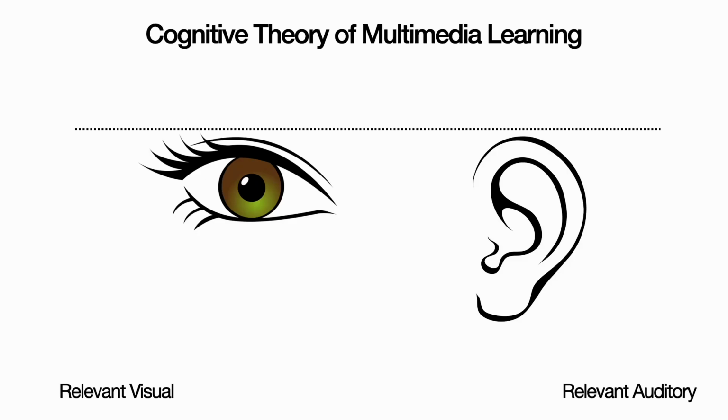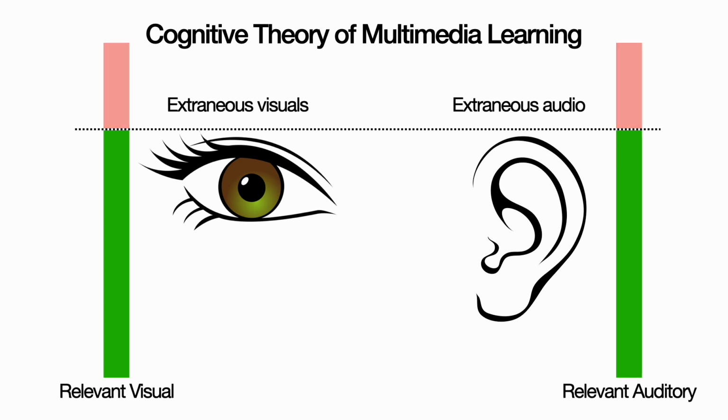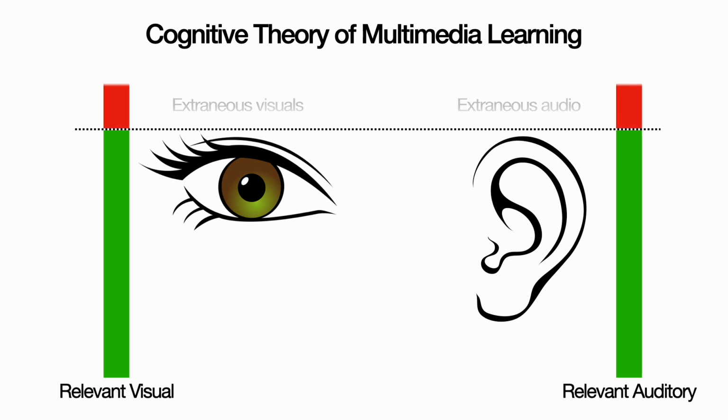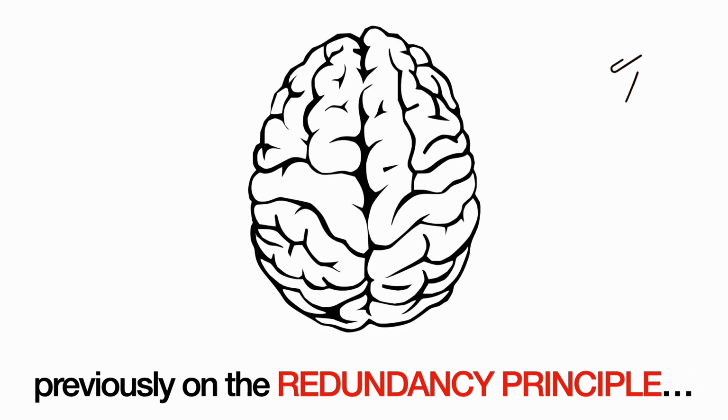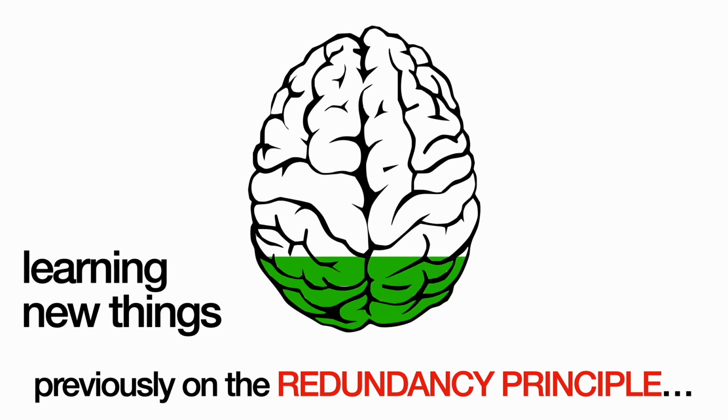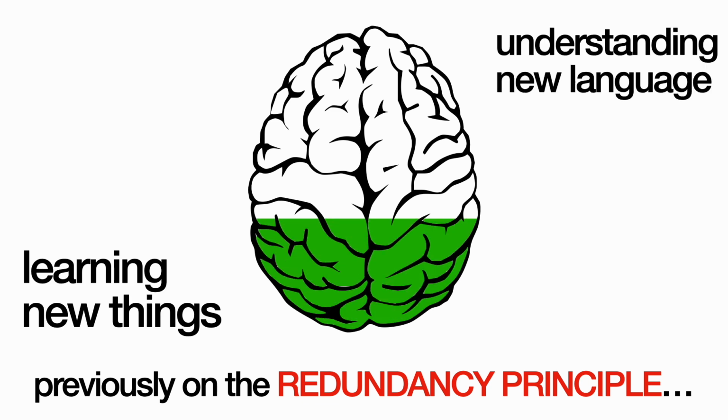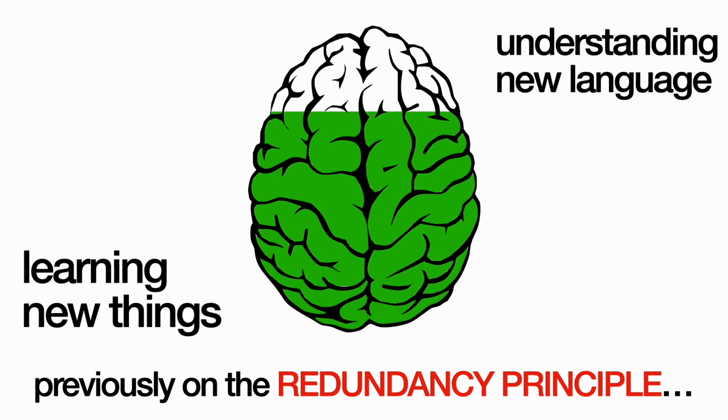So far, I've used this illustration to represent how learners receive information through our visual and auditory channels, and how we should reduce cognitive overload by cutting out extraneous visual and auditory content. In the video on the redundancy principle, we also looked at how things can add to cognitive processing, such as the need to understand materials in a second language.